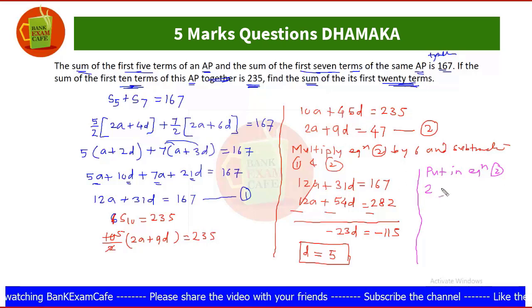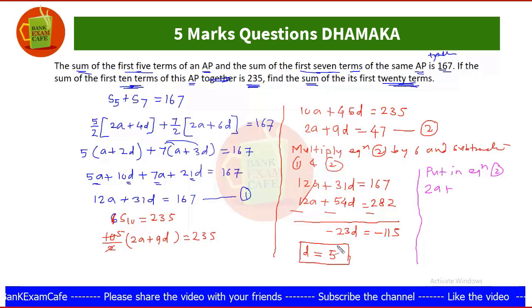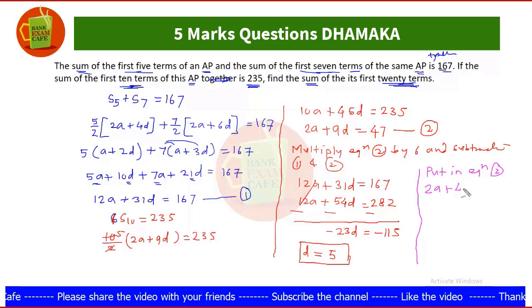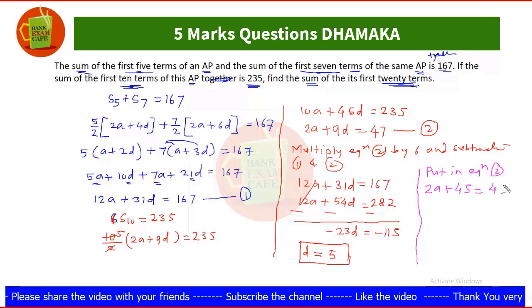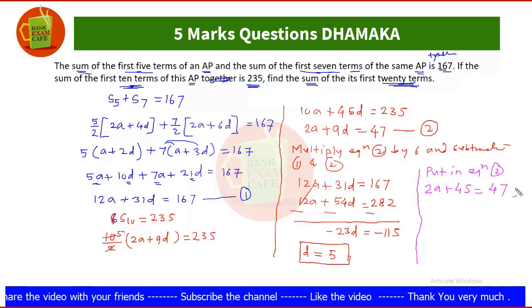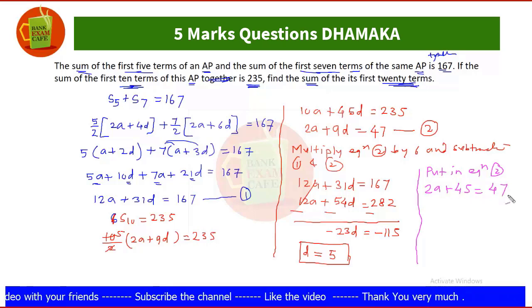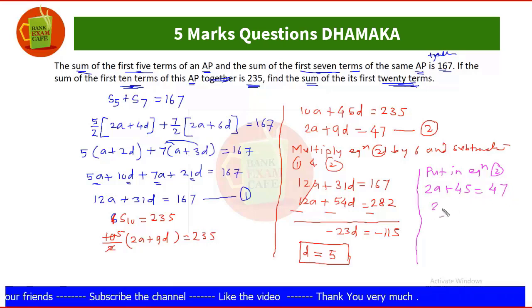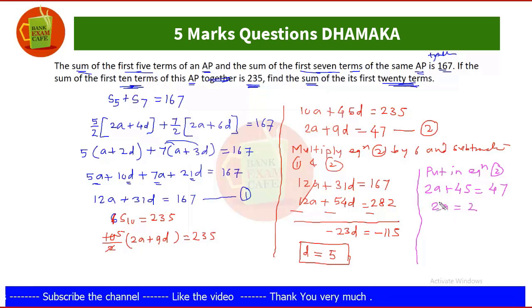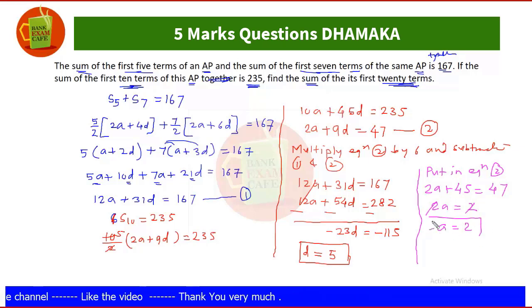So it will be 2a plus 9 fives are 45, which is equal to 47. Take 45 to the other side, so it will be 47 minus 45, that will be 2. So 2a is equal to 2. So 2 will get cancelled and a is equal to 2. Now you have got the first term a is equal to 2 and the common difference d is equal to 5, and you have to find the sum of the first 20 terms.